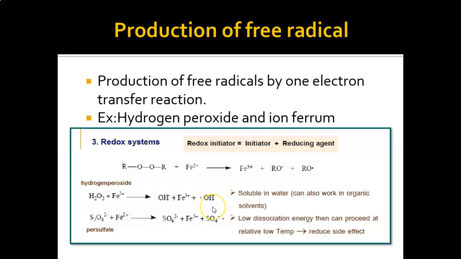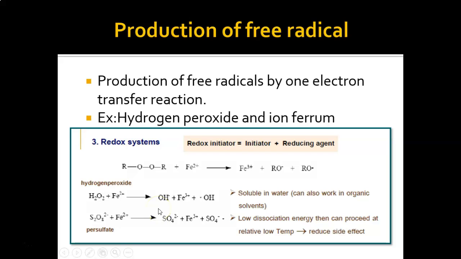Okay, and next the oxidized metal, which is the iron Fe3+, is reduced again in the second stage to the iron 2+ state by the hydrogen peroxide to form the peroxy radical and a proton. So only a very small amount of iron 2+ ions is required to generate the radicals. This one is soluble in water. It can also work in organic solvent. Low dissociation energy, so it can proceed at relatively low temperature.